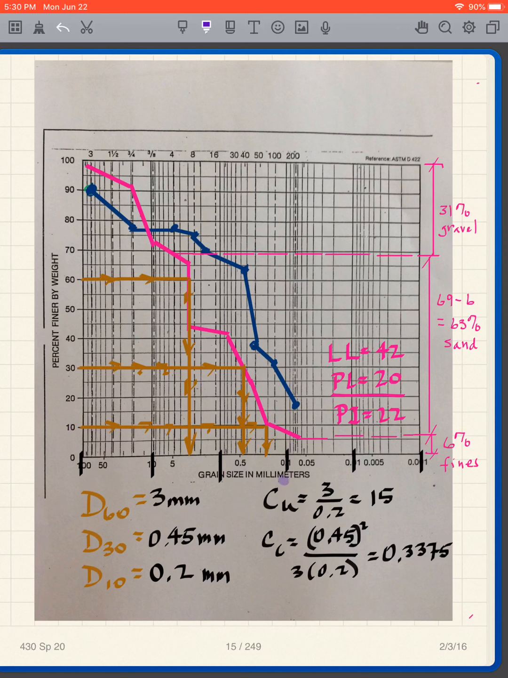There are 2 other terms that we define for the purpose of soil classification. Again, these are just definitions. CU, C sub U, and C sub C. And what are they? Well, CU is D60 over D10. And so D60 over D10, that's my CU. I get a value of 15.